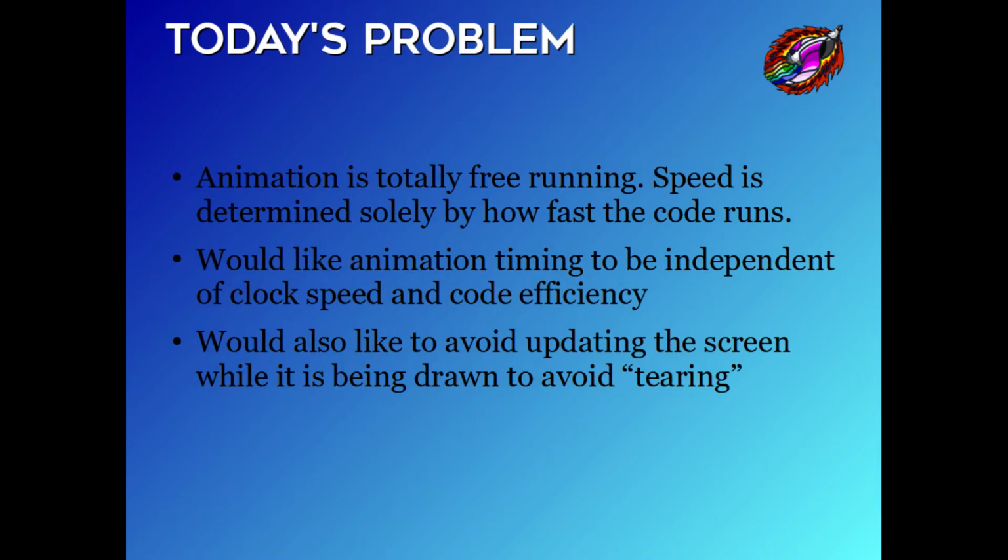That is, the speed of the spaceship as you're moving it around with the joystick is determined entirely by how fast the code is. So it'll move just as quickly as that code runs. We'd like for the animation timing to be independent of how fast the code runs. Part of that is that we want it to be independent of the clock speed of the processor.